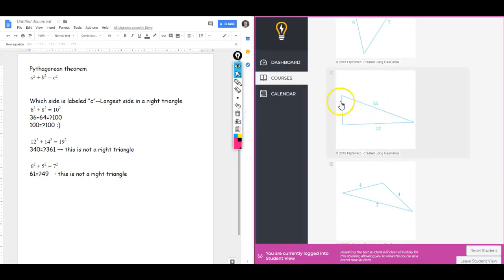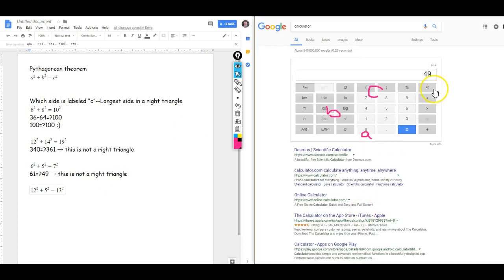So now if we look at this one, again label the longest side as C because in a right triangle that will be our hypotenuse, and then just label the other two side lengths as A and B. So again, we have A in this triangle is represented by a side length of 12. B in this triangle is represented by a side length of 5. And C in this triangle is represented by a side length of 13. So then jump back to your calculator.